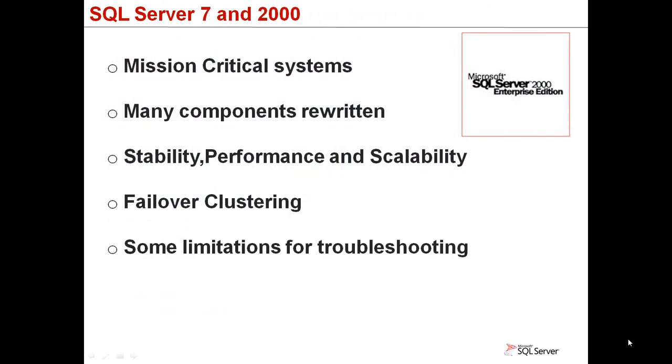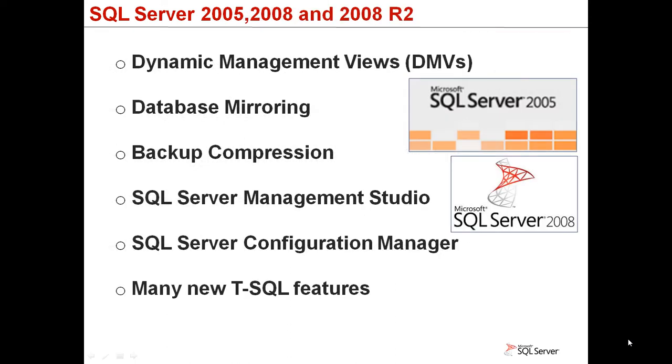So here are some of the characteristics of each version. Starting with SQL Server 7 and 2000, SQL Server has an introduction of the failover clustering, high availability feature, being able to support mission critical systems, but it had some troubleshooting limitations at that time.